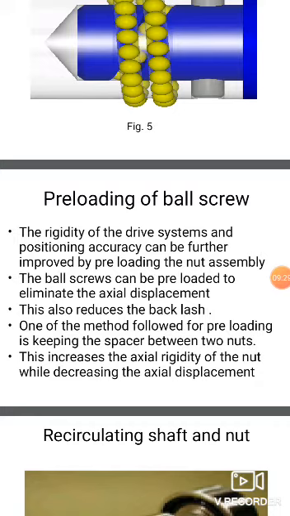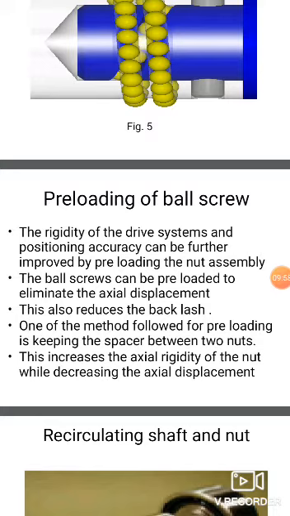So what it is saying is the ball screws can be preloaded to eliminate the axial play. This also reduces the backlash. Backlash means moving backwards also, it will reduce. One of the methods of preloading is to keep a space between two nuts. So that is why we should keep the space between two nuts. So there should be a gap between the two nuts. So this increases the rigidity.